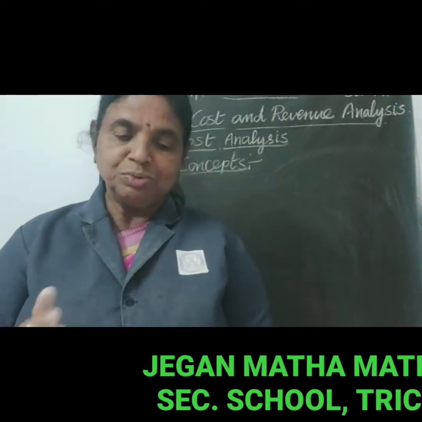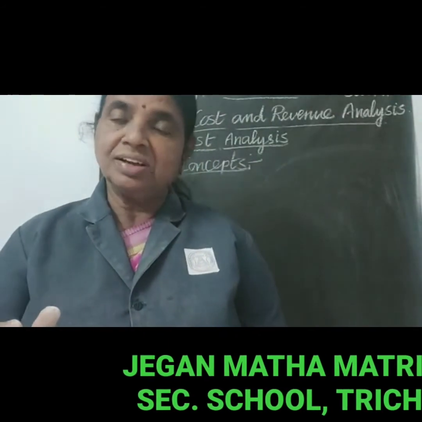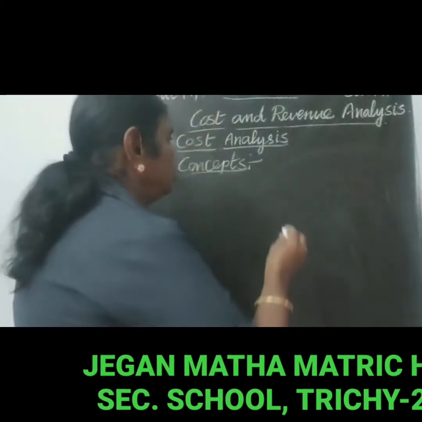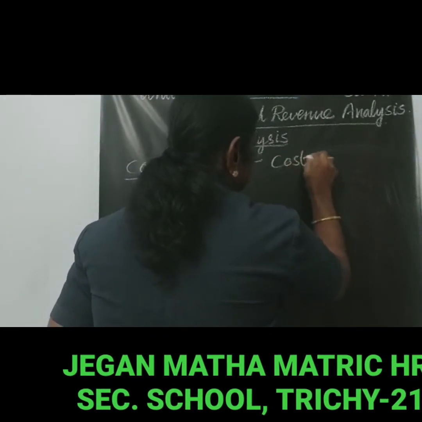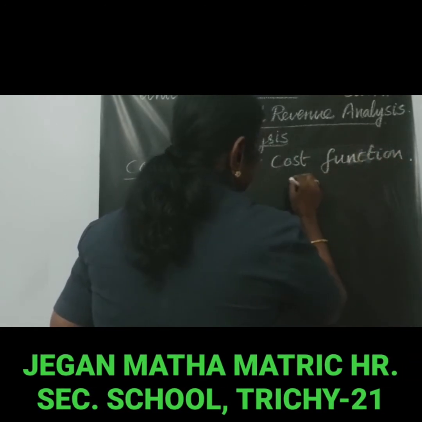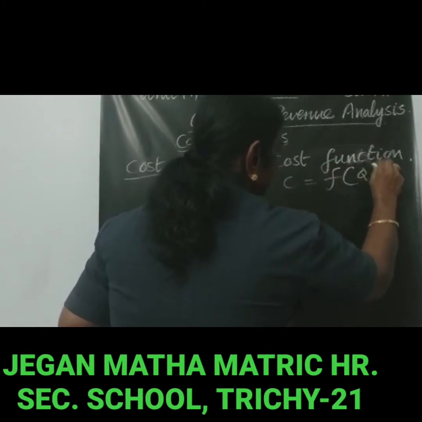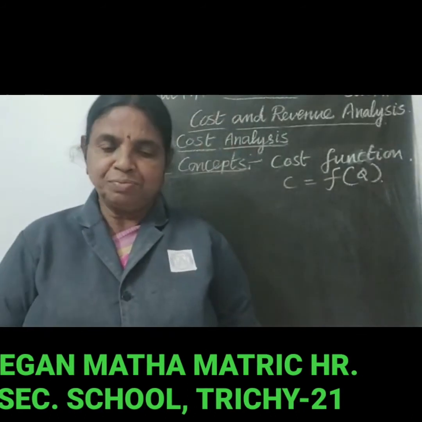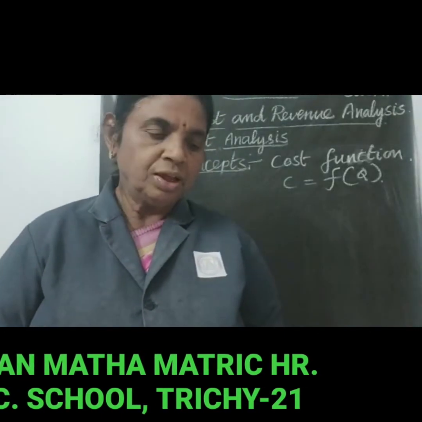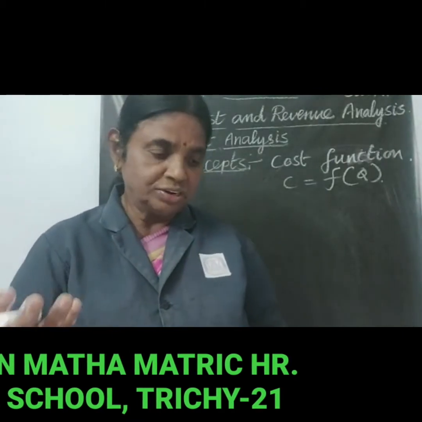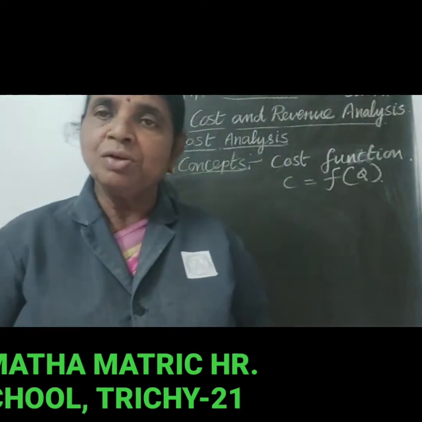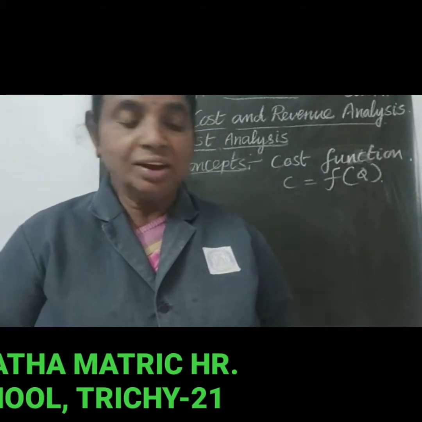The functional relationship between cost and output is expressed as cost function. So, a cost function may be written as C equal to function of Q, where C is cost and Q is quantity of output. So cost functions are derived functions because they are derived from production functions. That's what they are known as derived functions.